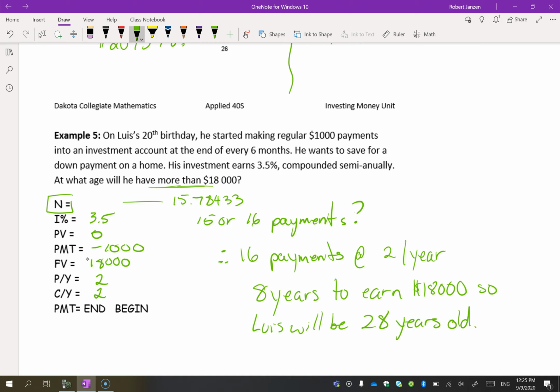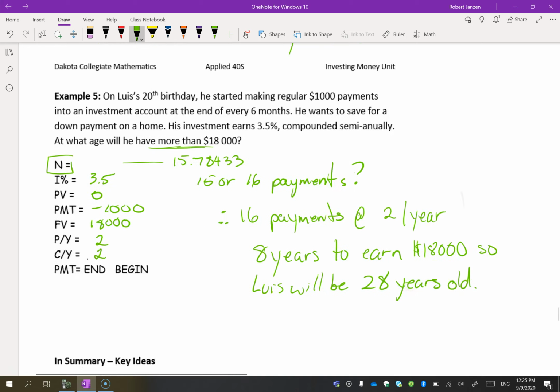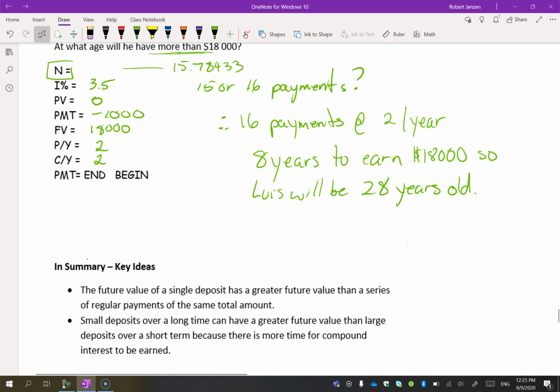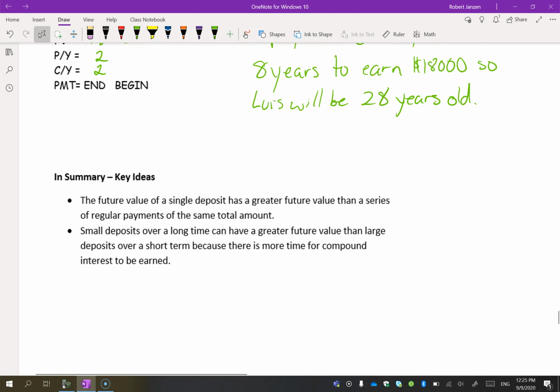Don't forget, you have to answer the question. Okay, this is so common and applied. I mean, the math itself is pretty basic, but then it wants you to do a little bit of interpreting. What does 15.78 mean? Is that 15 or 16? And then 16 is actually only 8 years.